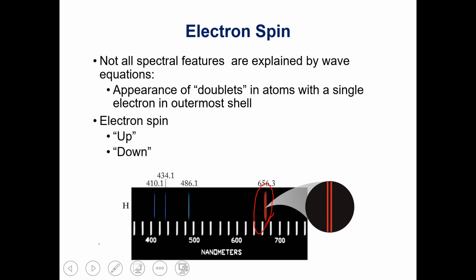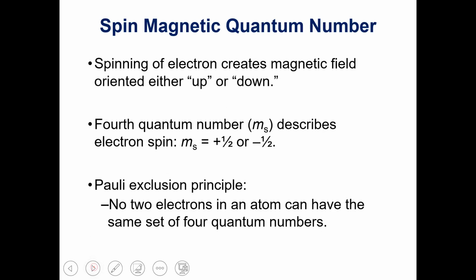So we have another quantum number to describe the spin, which is m sub s. We describe the spin as positive 1/2 or negative 1/2. Those are the only 2 possible values for m sub s. So m sub s is our 4th quantum number that gives us the electron spin. With this 4th quantum number, we now have a complete set of quantum numbers.